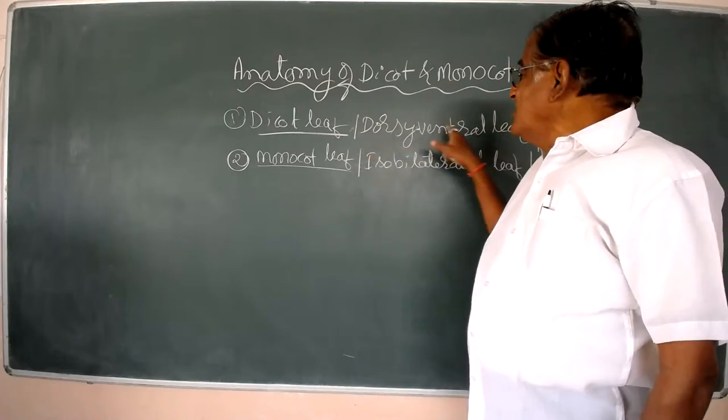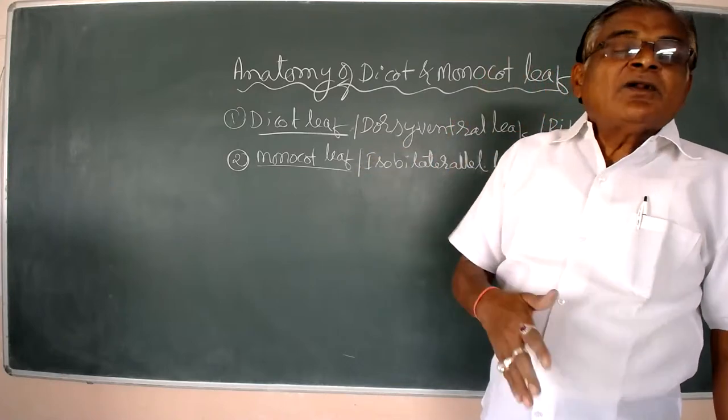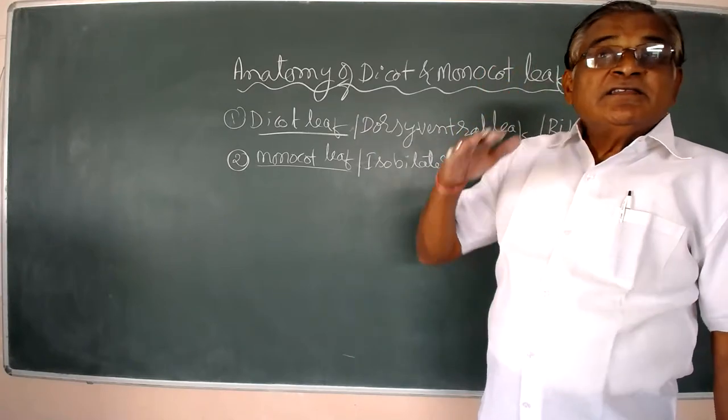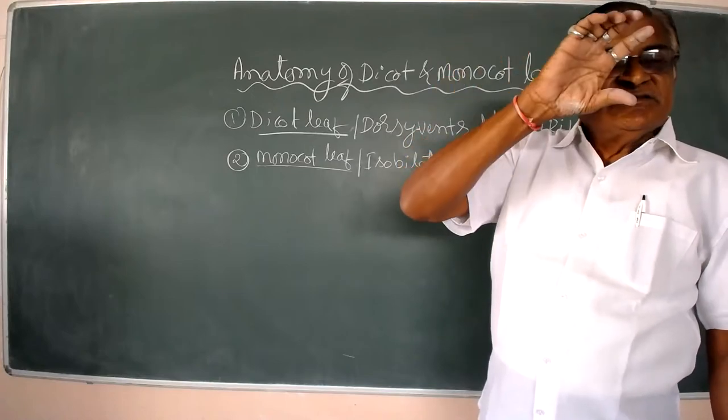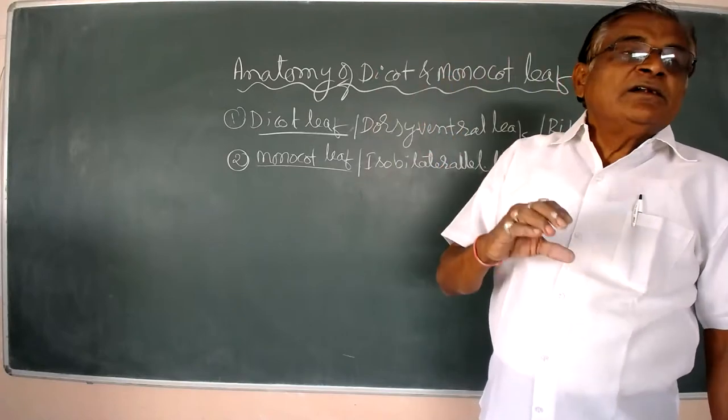For that reason, it is called dorsiventral. When we observe anatomically, the dorsal cells will be different and the ventral cells will be different. So in the dorsal surface, the cells will be different and the tissue will be different.